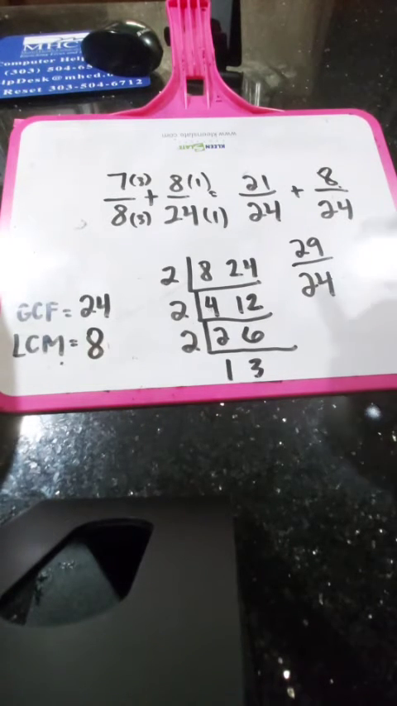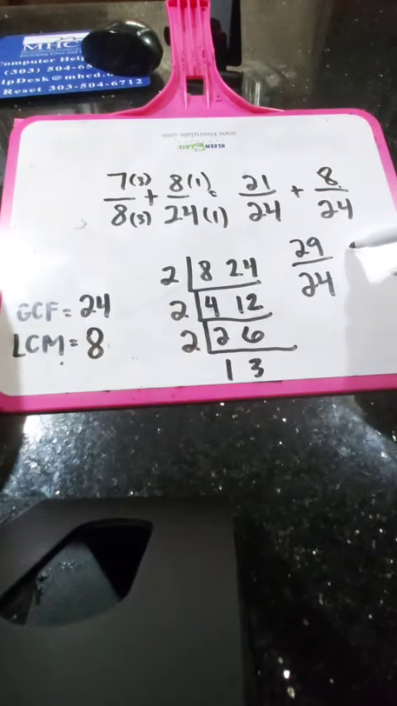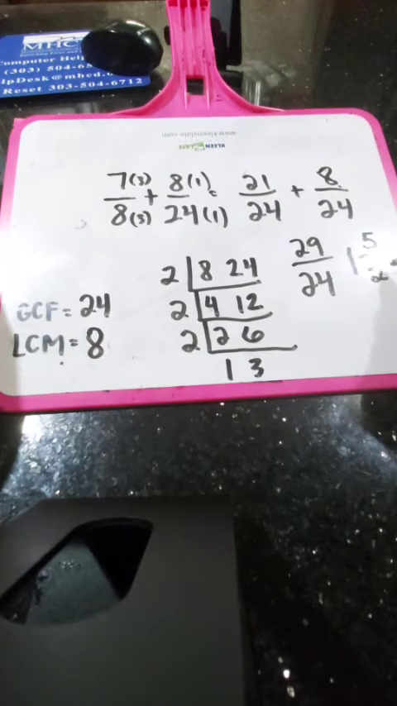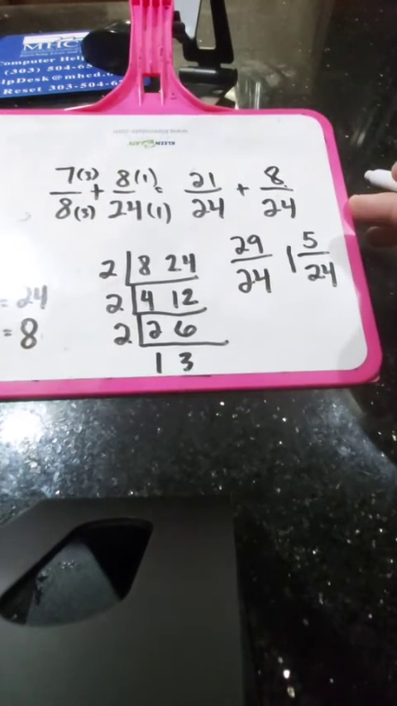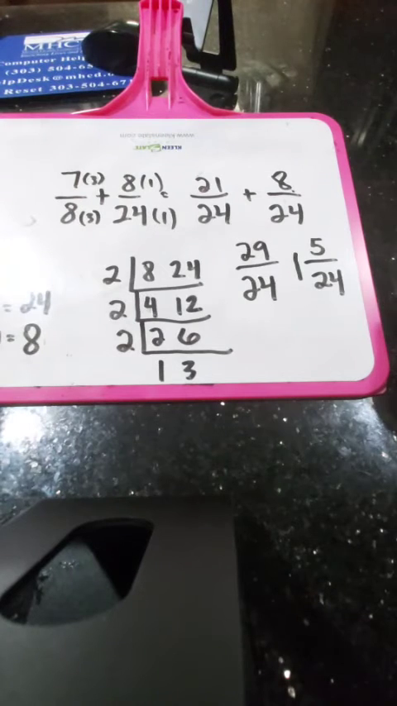All right, 24 can go into 29 one time, with 5 left over. So our final answer is 1 and 5/24ths. 1 and 5/24ths. All right.